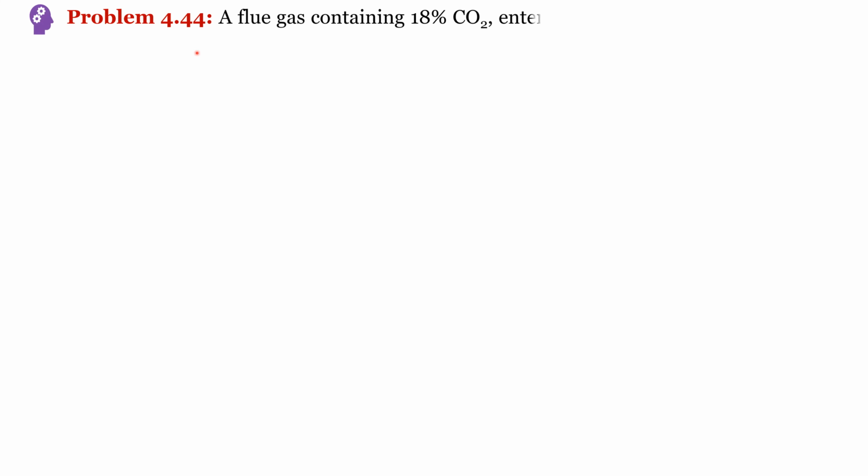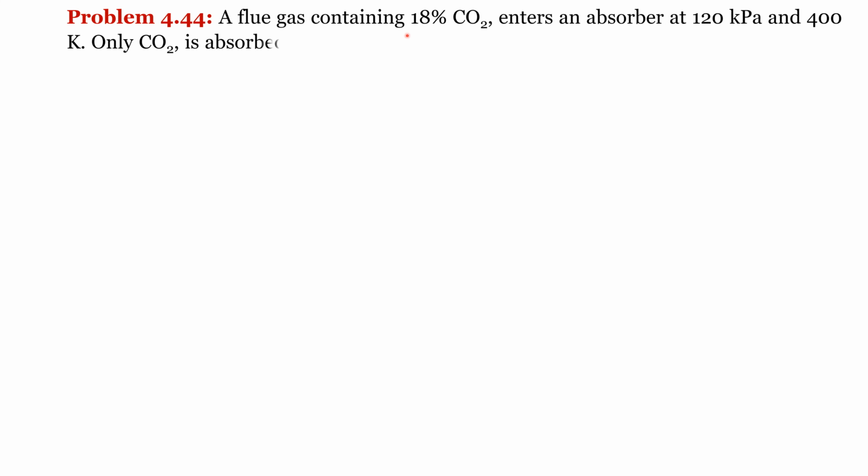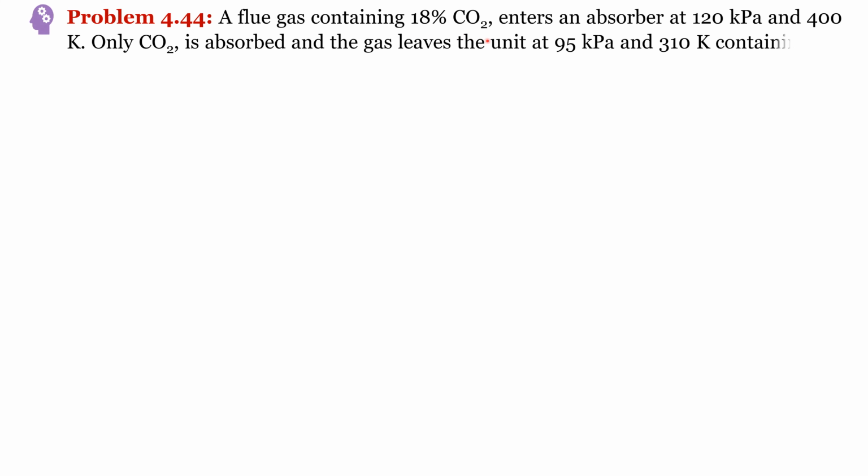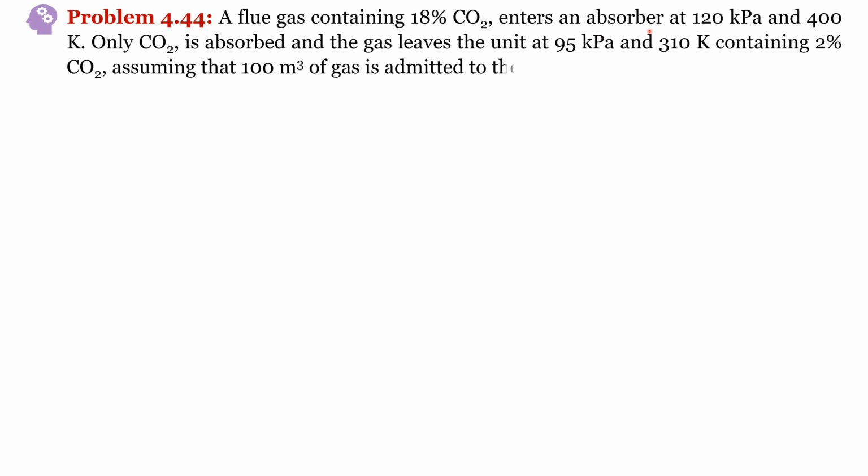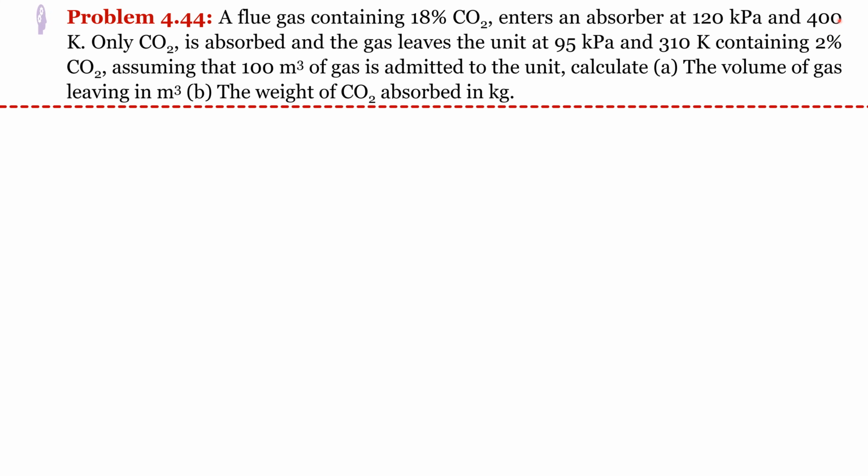Problem number 4.44. A flue gas containing 18% CO2 enters an absorber at 120 kPa and 400 Kelvin. It is given only CO2 is absorbed and gas leaves the unit at particular temperature, pressure and concentration of CO2. Assuming that 100 meter cube of gas is admitted to the unit, calculate the volume of gas leaving.